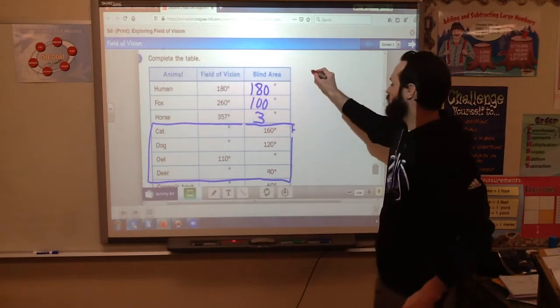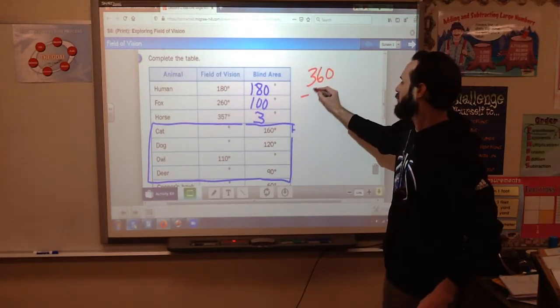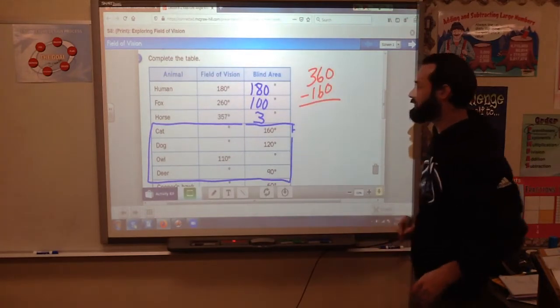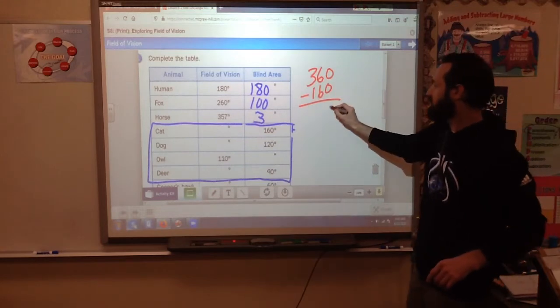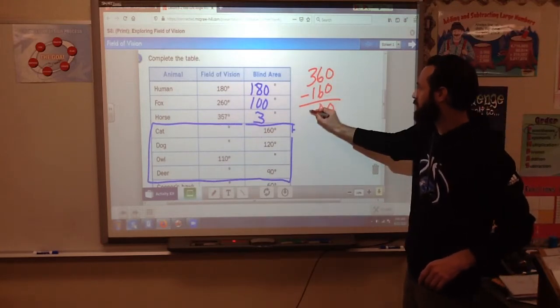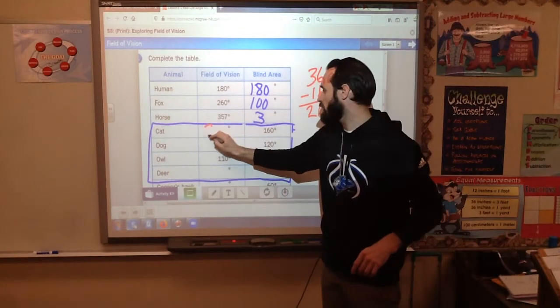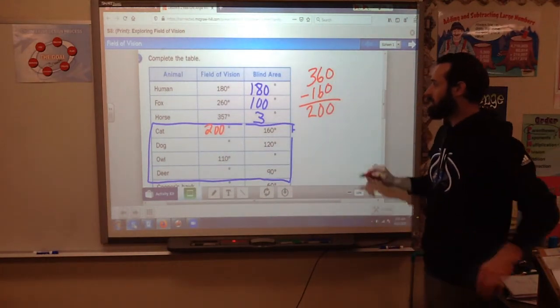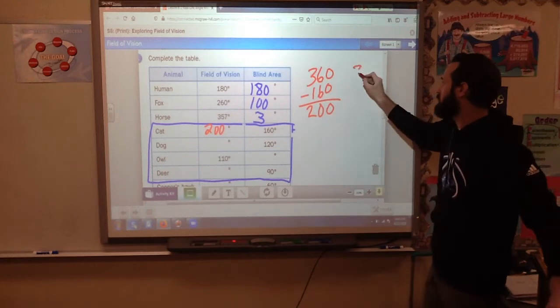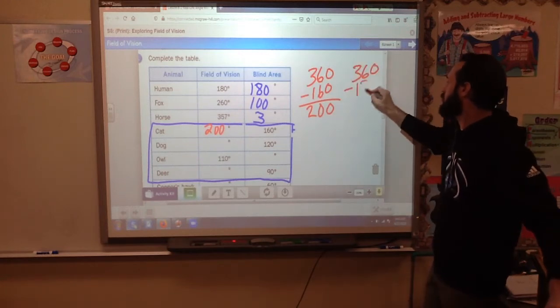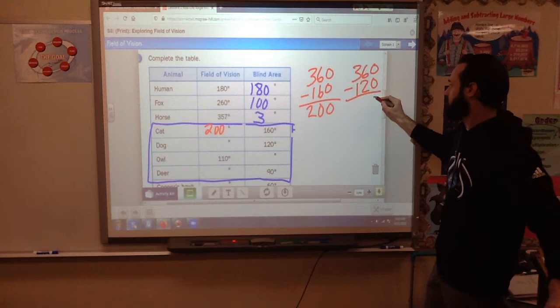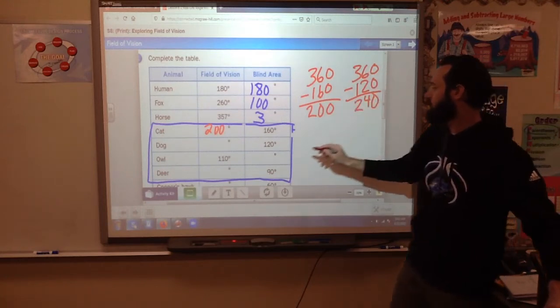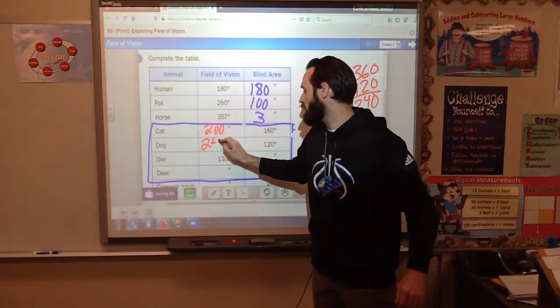For the cat, 360 minus 160. That's a pretty easy problem. 0 minus 0 is 0, 6 minus 6 is 0, and 3 minus 1 is 2. So you should have got 200 degrees of vision for the cat. A dog only has a blind area of 120, so that's 360 minus 120. 0 minus 0 is 0, 6 minus 2 is 4, and 3 minus 1 is 2. So a dog can see 240 degrees.